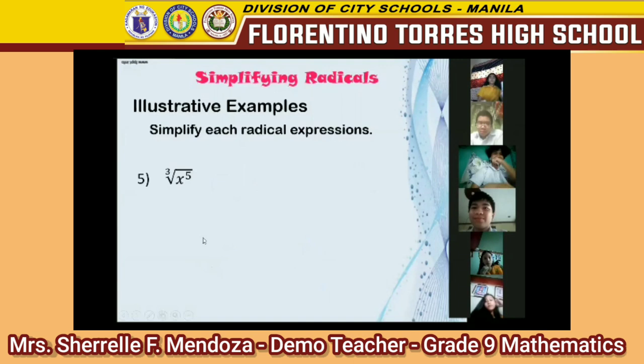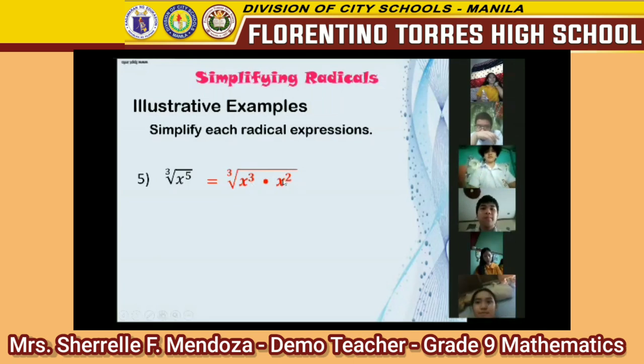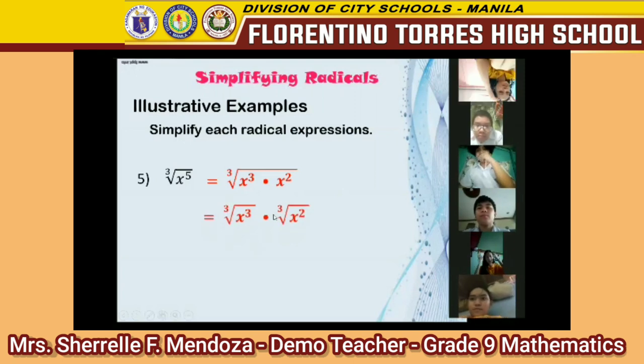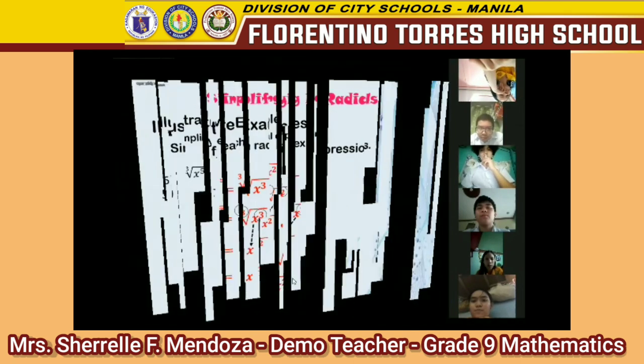What if I have a variable, the cube root of x raised to 5? If you notice, we have a bigger power than the root. So we factor x raised to 5 as x cubed times x squared. Then we separate each factor. The cube root of x cubed: dividing 3 by 3 gives us 1, so this becomes just x. Then the cube root of x squared stays. So the final answer is x times the cube root of x squared.